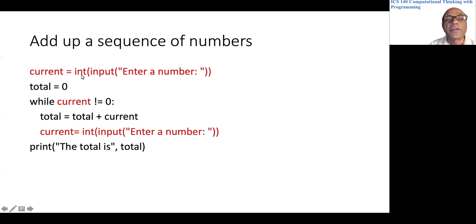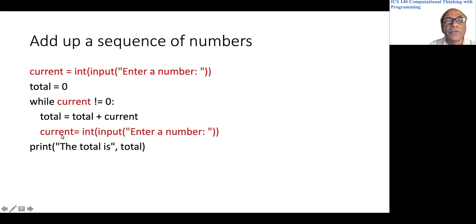Let's examine this program. We are reading a number, putting that number into current. We need to find the total, right? So we will set total to 0 for the moment. So we haven't started adding anything. And if current is not equal to 0 - if current is equal to 0, we don't want to continue. So while current is not equal to 0, we take this number current and add it to the total, and that would be the new value of total.